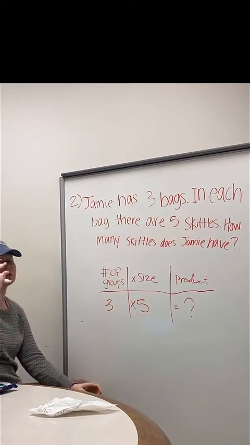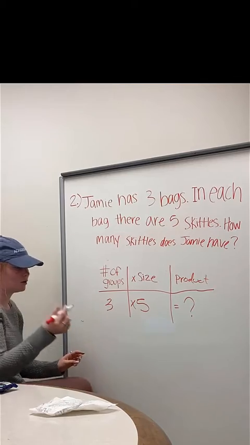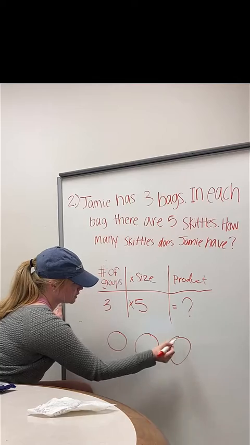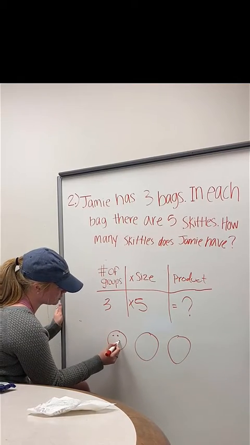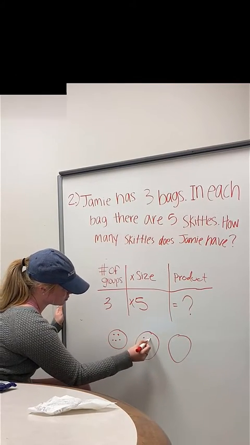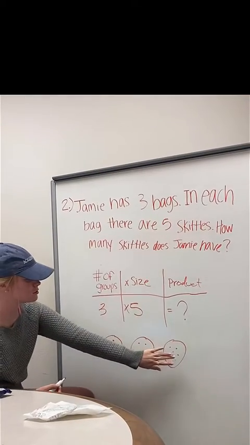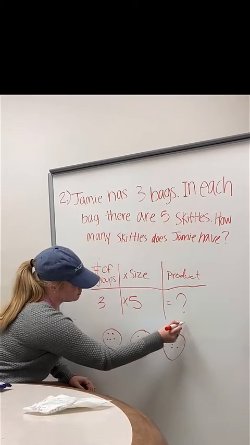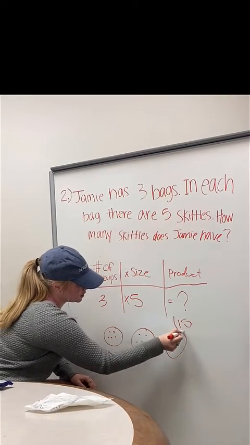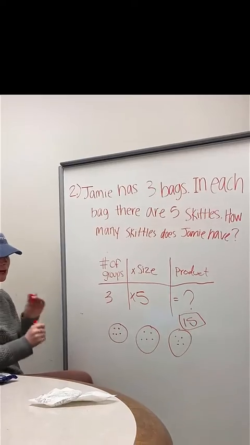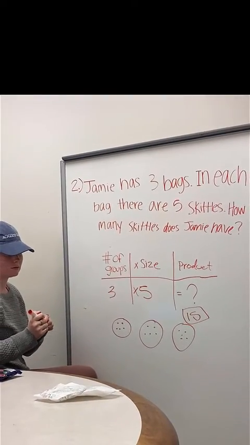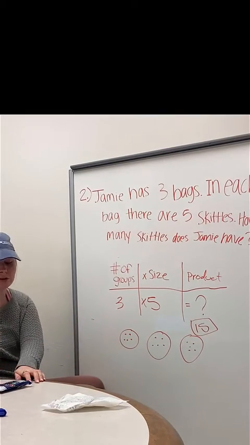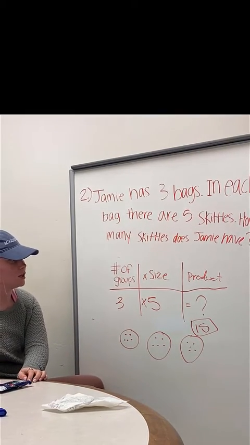So now to teach our students, we're going to do a diagram, and we'll have 3 groups, and in each group there's 1, 2, 3, 4, 5 Skittles. So now they'll count how many there are, which is 15, and that's how they get the answer. But if we were to do it with Skittles, we're going to have them just have 3 groups of 5 and then just count how many so they can get their answer.